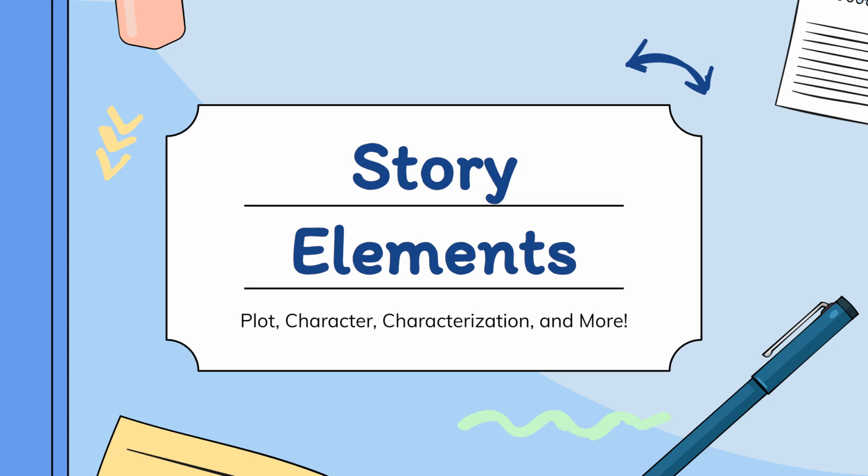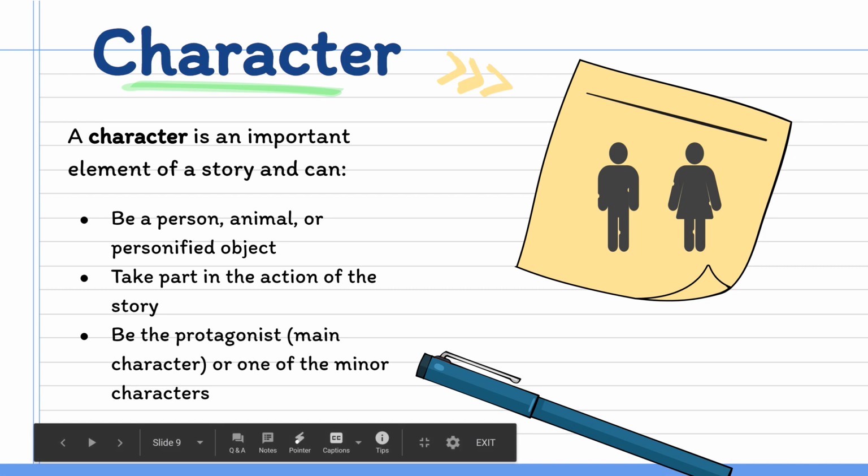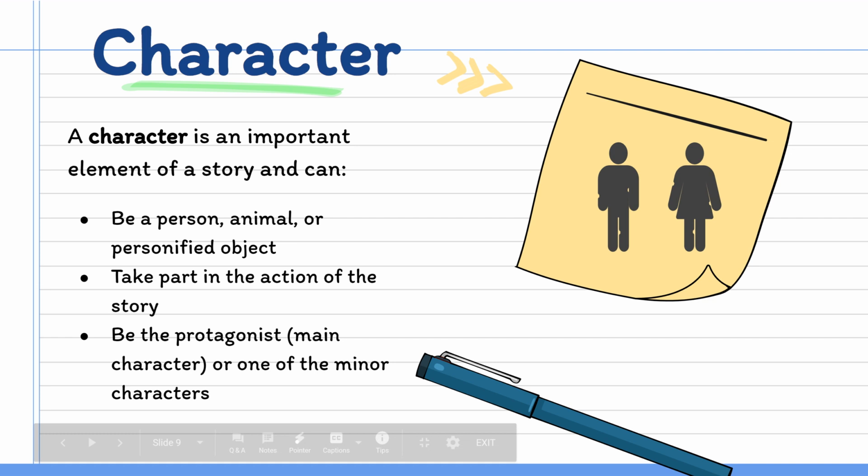In this lesson, we're going to talk about story elements in regards to character and characterization. A character is an important element of a story. Now, the character is going to be a person, an animal, or a personified object. Personified object means that it is an object that has human characteristics or qualities.